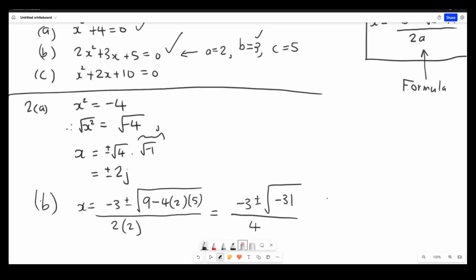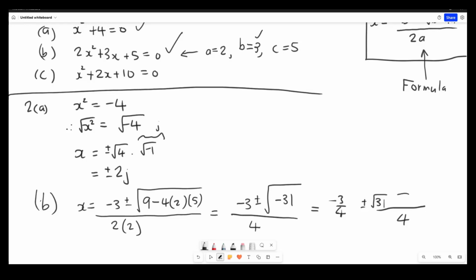So now we have what we required. We say minus 3 over 4 plus or minus, and then the square root of, and everything that we're writing now will also be divided by 4 here. Then we look at how to split up the square root of minus 31. So we say plus or minus the square root of 31.